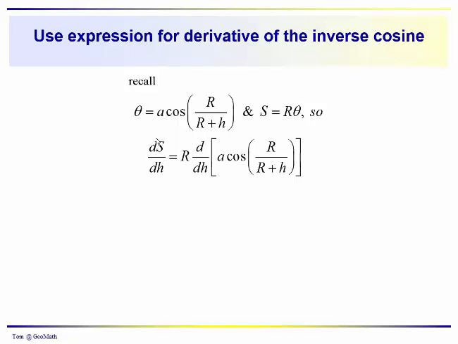Now we want to take a look at that problem. We want to see how the arc length varies as we change the elevation, as we change our height of observation. If we move up a meter, down a meter, how is that going to change the length along the surface? How is that distance going to increase? So just substituting in, we have r times d/dh of the inverse cosine of r over r plus h.